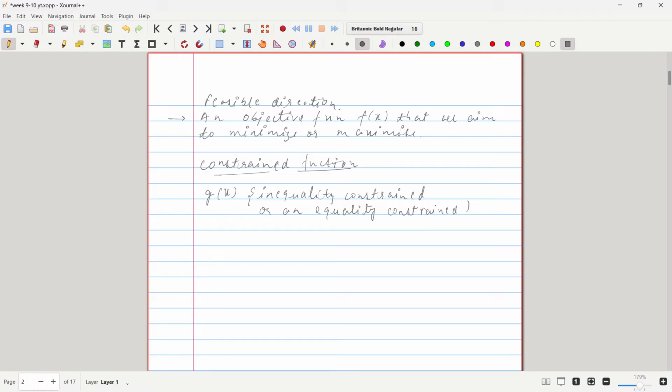Okay. And feasible direction means the direction in which we can move from a given point while satisfying all the constraints.